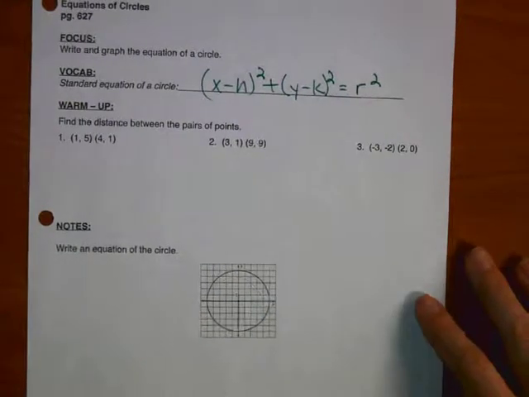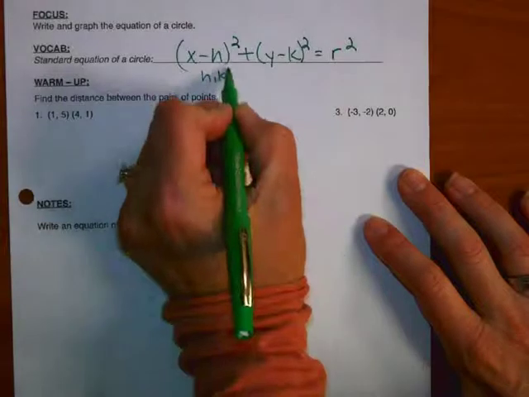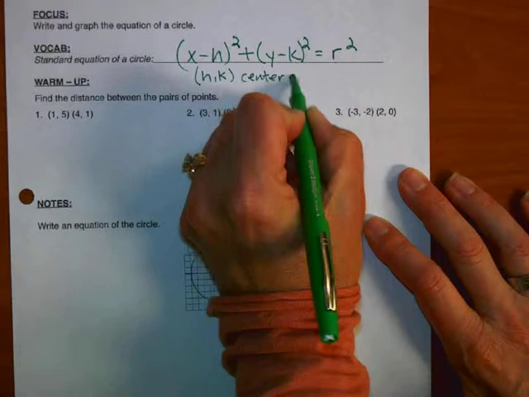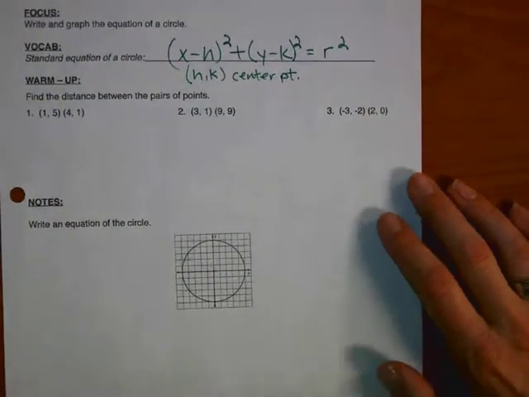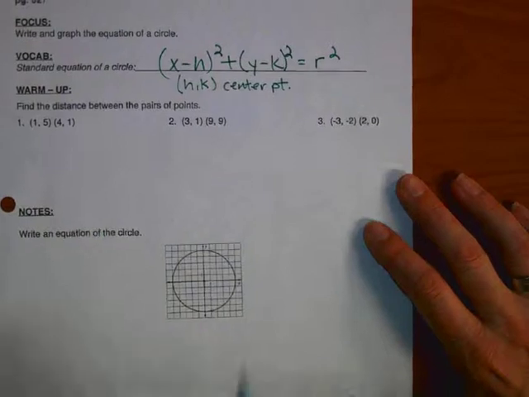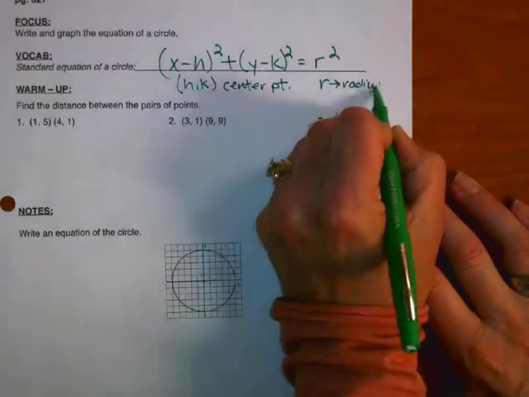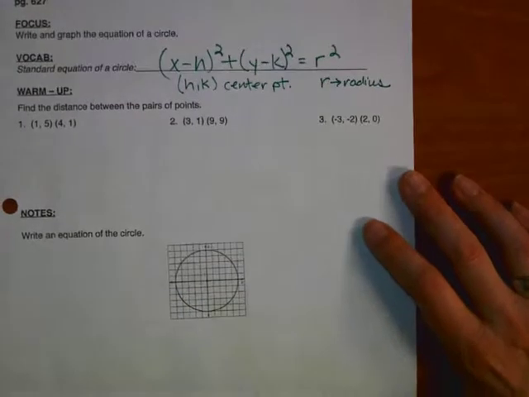So, here's what's easy about it. The h and the k are the center point. What do you think the r is? If it's a circle. Yeah. R is the radius. H and K is the center point, R is the radius.